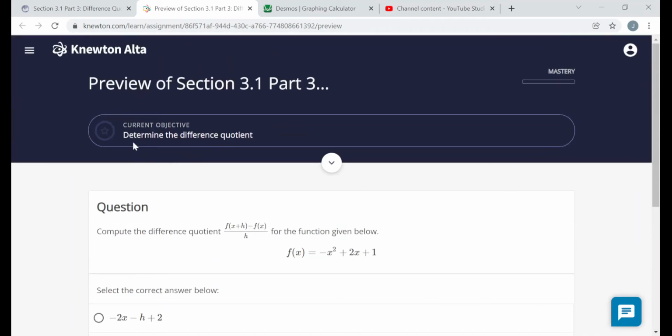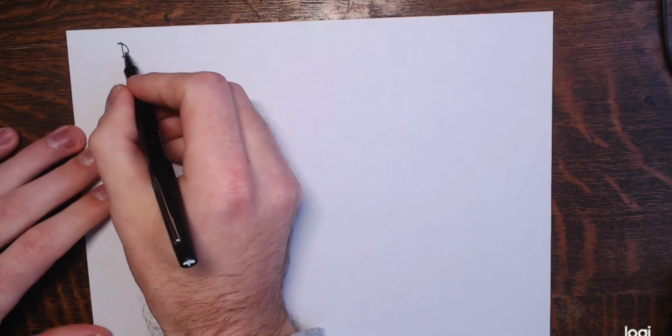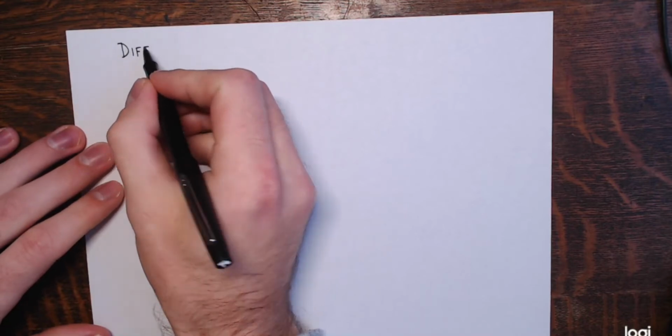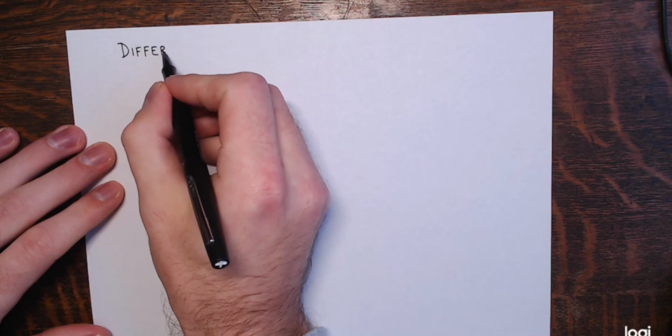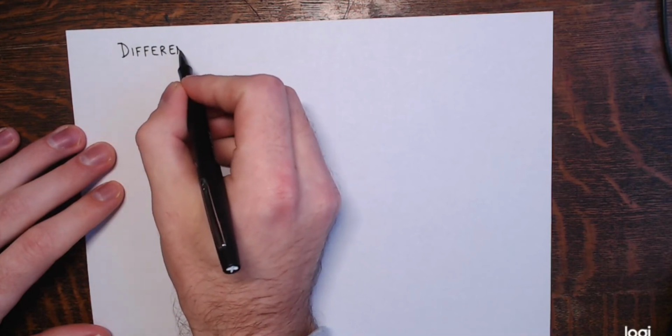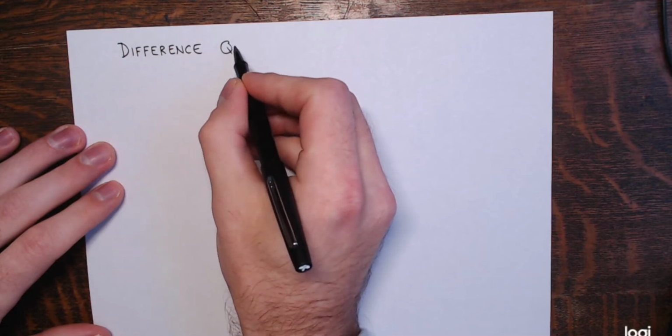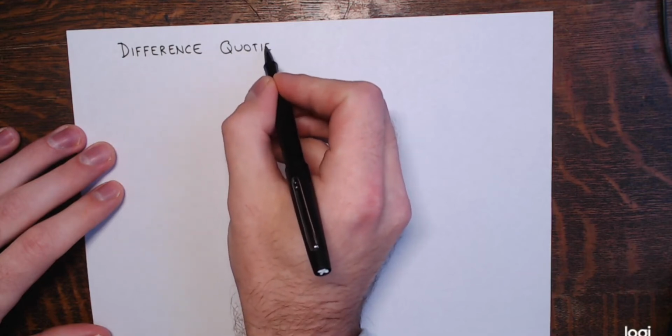So the objective for all the questions in this video is determine the difference quotient. So before we get into this problem here, I want to talk about real quick what the difference quotient of a function is.